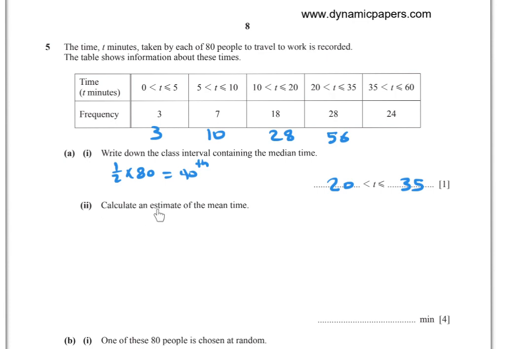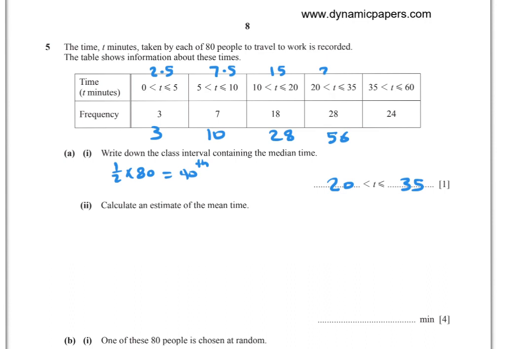For part (i), calculate an estimate for the mean time. To find the mean time, you need to find the middle value for each class, then multiply by the frequency, then divide by the total number of frequencies. So to find the middle value between 0 and 5, it is 2.5, or add 0 plus 5 divided by 2. 5 plus 10 is 15, divided by 2 is 7.5. Same for the next, 15 and 20, add them.